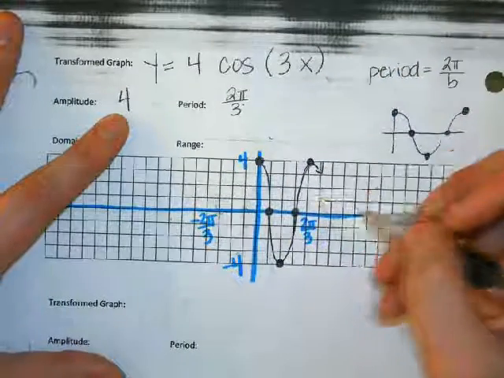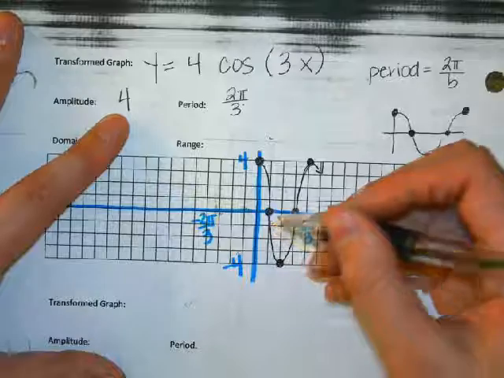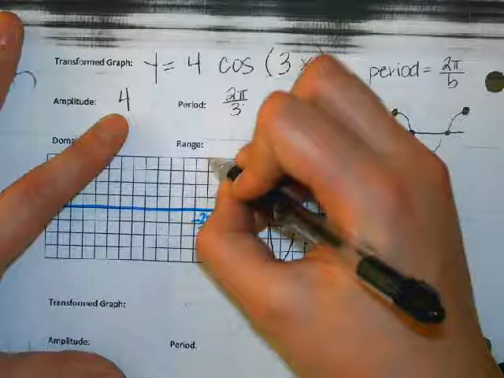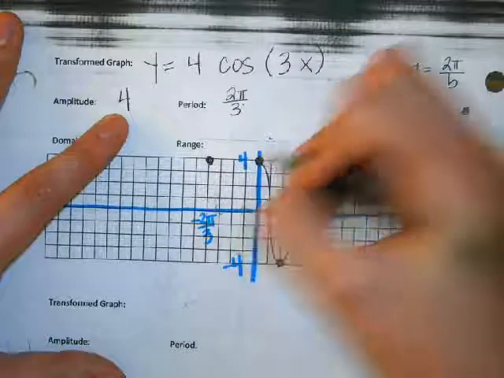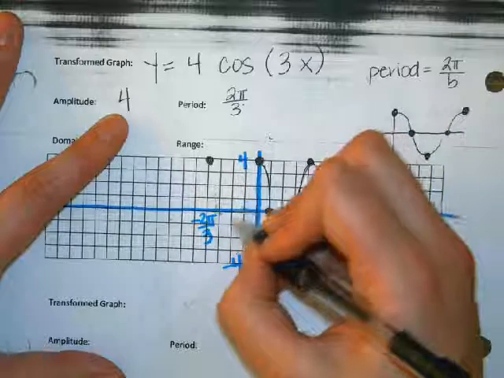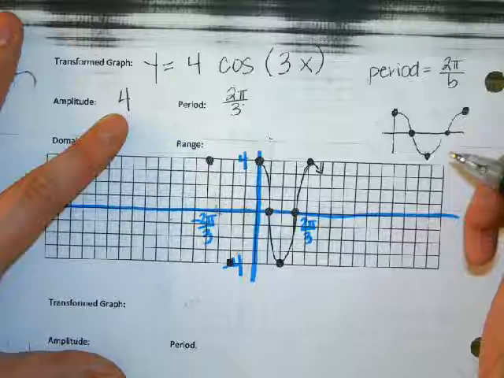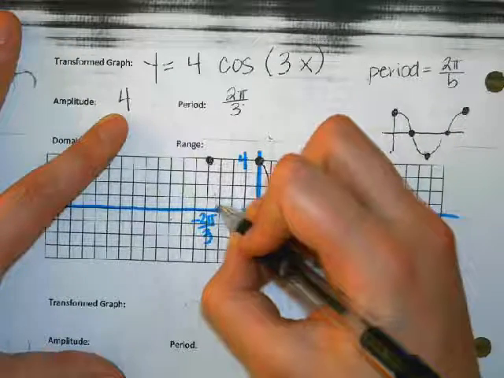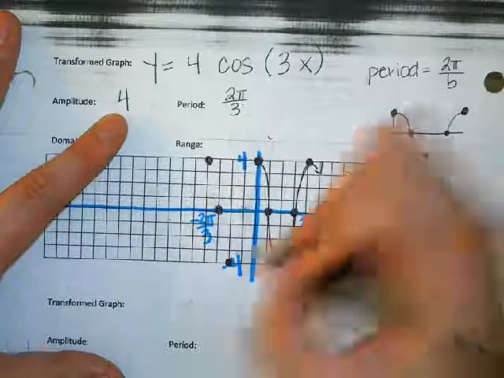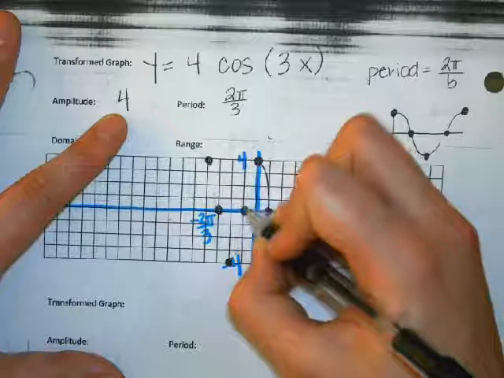Okay. And I'm going to do the same shape on the other side. So I start up at 4. And I end up at 4. And in the middle I dip down to negative 4. And between the first 2 points I cross at 0. And between the second 2 points I cross at 0.